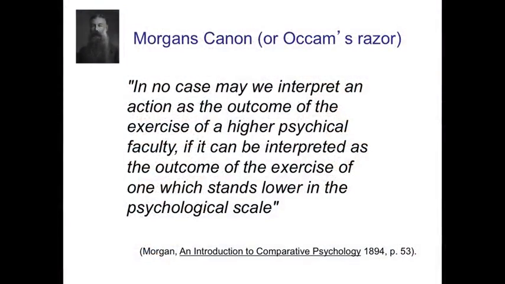His dog was using practice and making lots of mistakes, trial and error learning, or associative learning, to learn a motor pattern that was successful. And so in his book, Introduction to Comparative Psychology, he famously stated Morgan's canon, which is similar to Occam's razor in biology: in no case may we interpret an action as the outcome of the exercise of a higher psychical faculty or psychological ability if it can be interpreted as the outcome of the exercise of one which stands lower in the psychological scale.